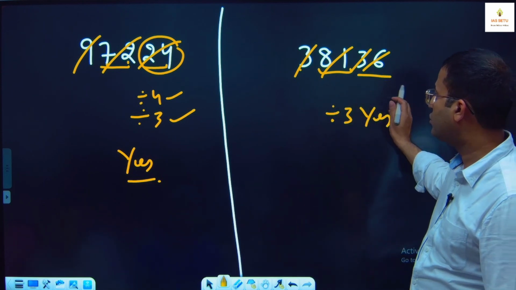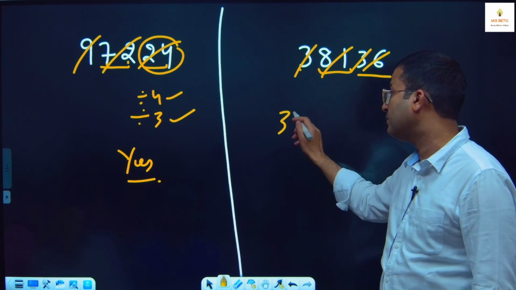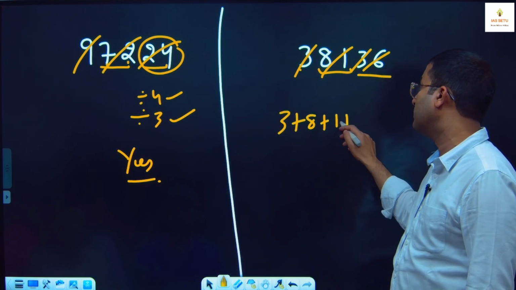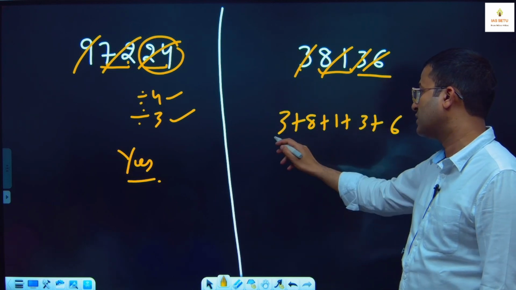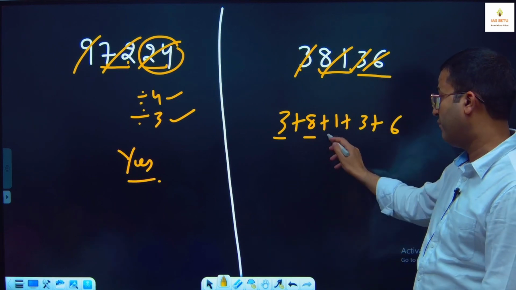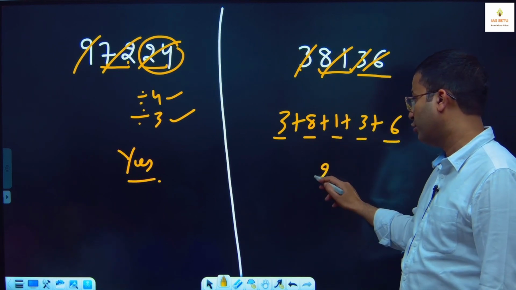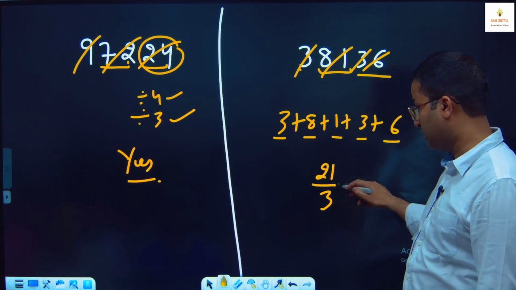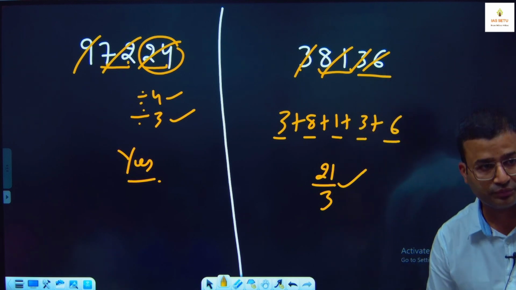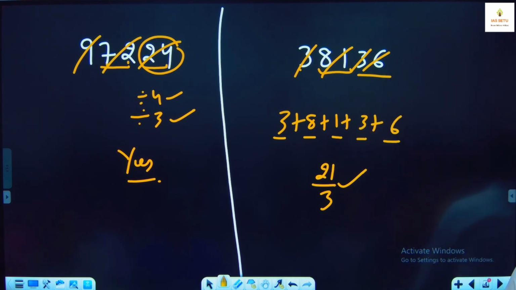अगर ये याद नहीं तो divisibility of 3 में 3 plus 8 plus 1 plus 3 plus 6, 3 plus 8 is 11, 12, 15, 21. 21 is divisible by 3. Okay. So this number is divisible by 4 as well as 3. So it is divisible by 12.